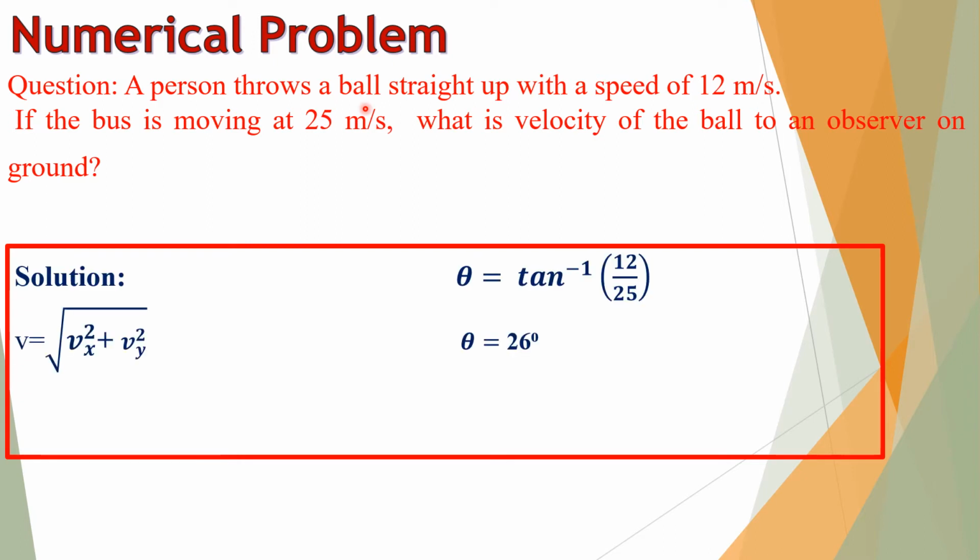So magnitude of resultant velocity can be calculated from the formula v is equals to square root vx square plus vy square. Putting the values of components of velocity along x-axis and along y-axis and solving, we get v is equals to 28 meter per second. This is the resultant velocity of the ball to an observer on ground. For calculating the direction, theta is equals to tan inverse 12 divided by 25. By solving, we get theta is equals to 26 degree.